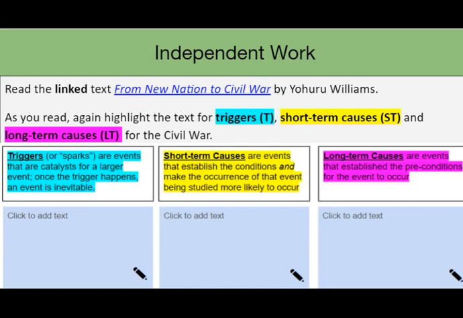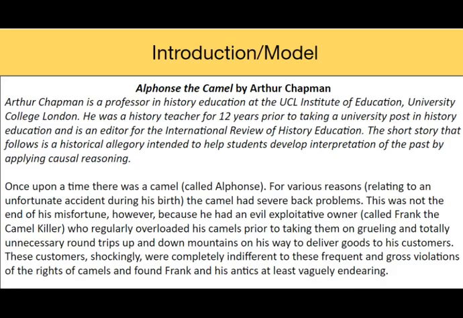And again, you're looking for your trigger, short-term, long-term. Okay, now what happened? Once upon a time, there was a camel called Alphonse. For various reasons relating to an unfortunate accident during his birth, the camel had severe back problems.